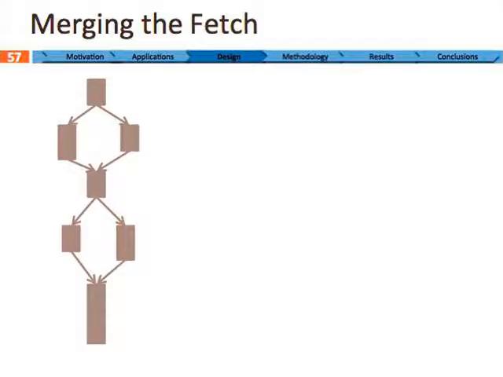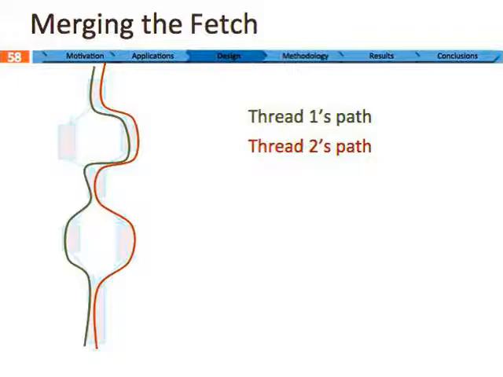Okay, so let's say we have two threads with slightly different paths. They have an if-else statement and they go in different paths. So just some terminology that I'll be using.